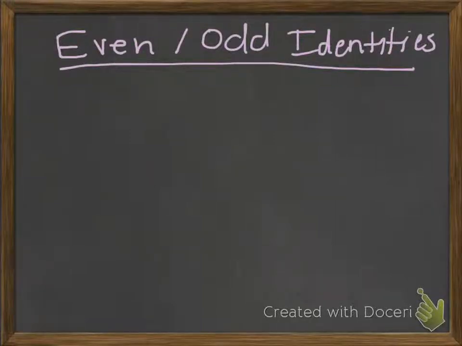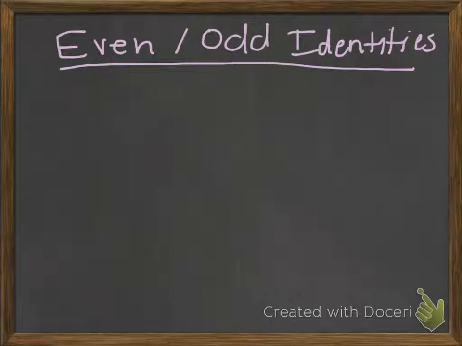Okay, so this is a section in 4.2 where we look at all these different identities, and we're going to use them coupled with a unit circle. These identities are meant to help you with the memorization of the chart.